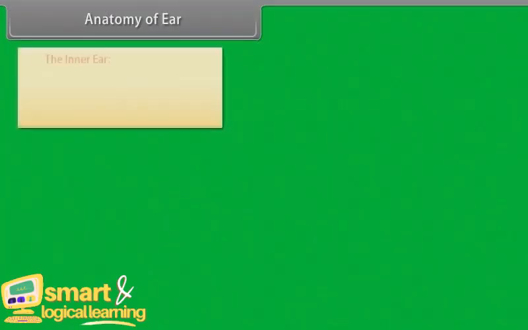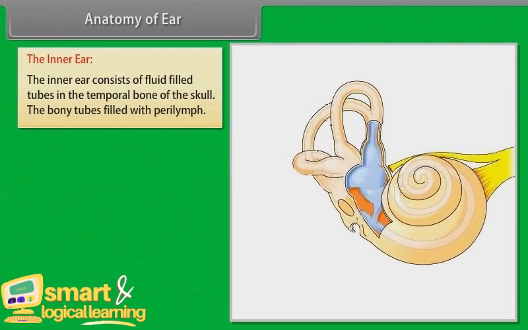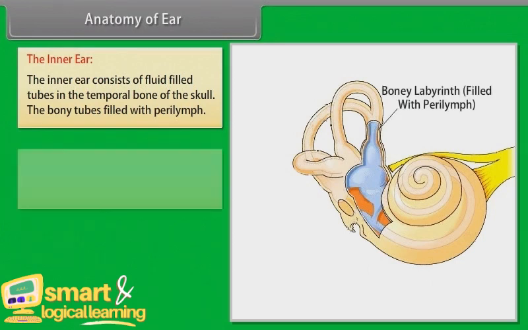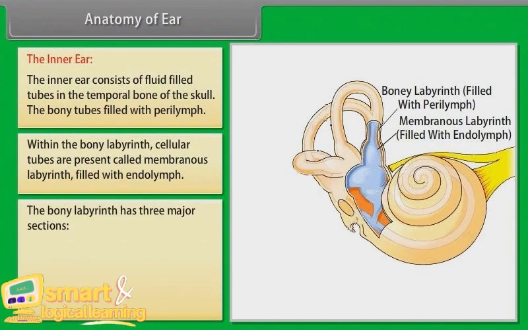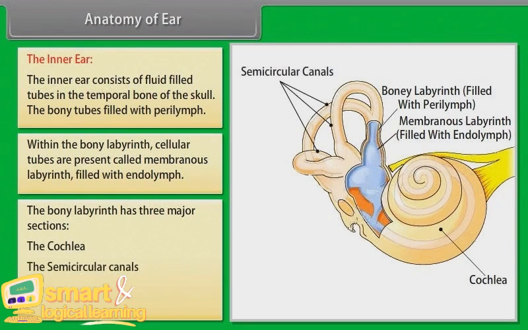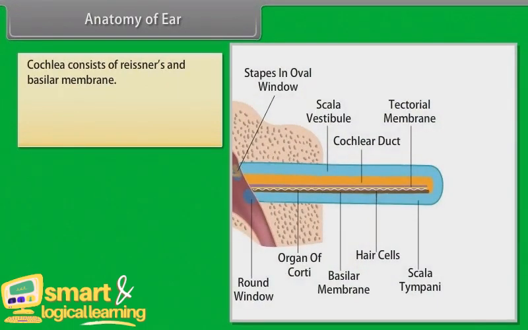Anatomy of the ear. The inner ear. The inner ear consists of fluid-filled tubes in the temporal bone of the skull. The bony tubes filled with perilymph form the bony labyrinth. Within it, cellular tubes are present, called the membranous labyrinth, filled with endolymph. The bony labyrinth has three major sections: the cochlea, the semicircular canals, and the vestibule connected to the cochlea and semicircular canals. The cochlea consists of Reissner's membrane and the basilar membrane.